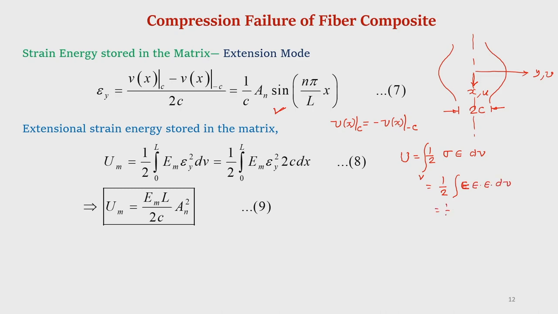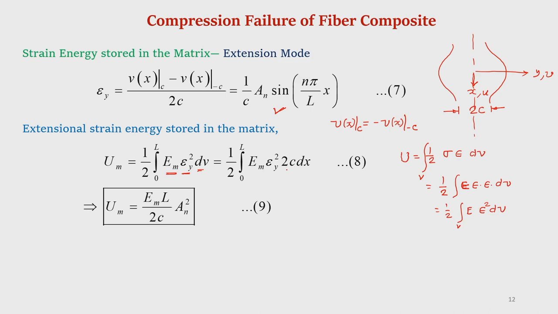Therefore, this is half E epsilon square dV. Okay. So, this is the extensional strain, half E_m, where E_m is the Young's modulus of the matrix, epsilon is the extensional strain in the matrix, and dV is the volume.